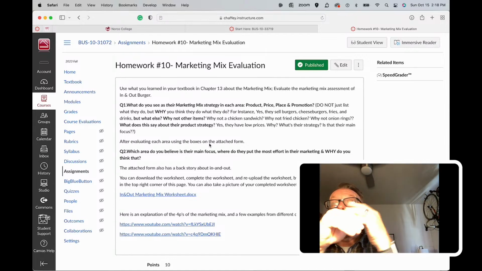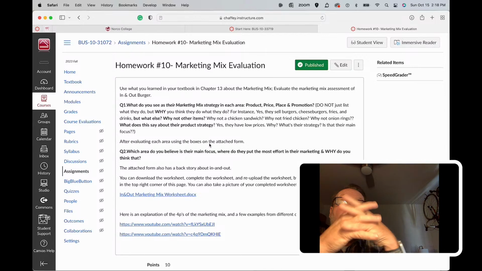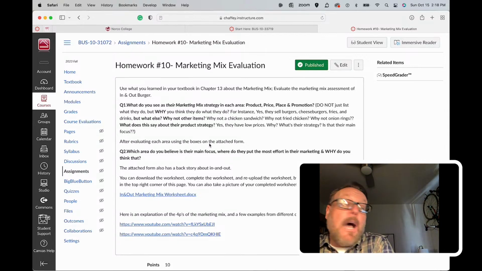And then the last one is promotions. How do you get people to know about it? So what I want you to do in this homework assignment is evaluate In-N-Out Burger. And In-N-Out Burger is a great example because In-N-Out Burger uses all 4, as every other company does, of these strategies of marketing. And I want you to evaluate their pricing strategy.